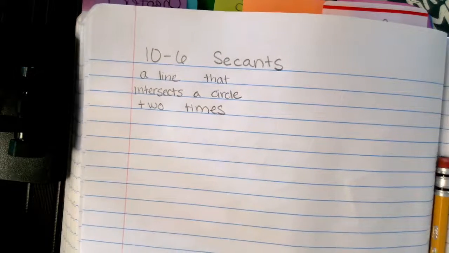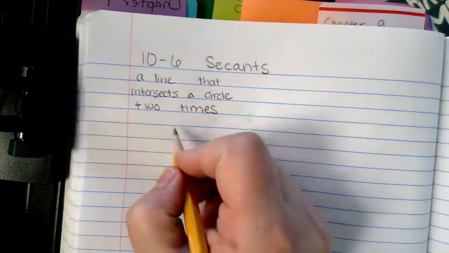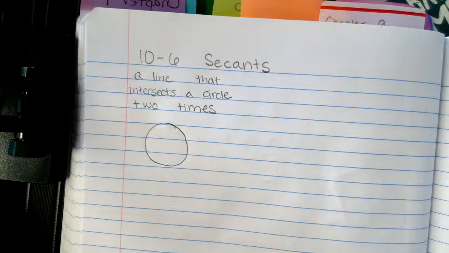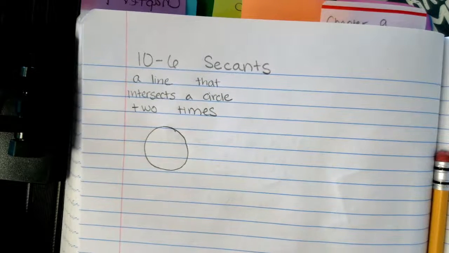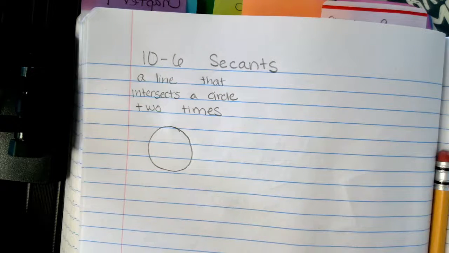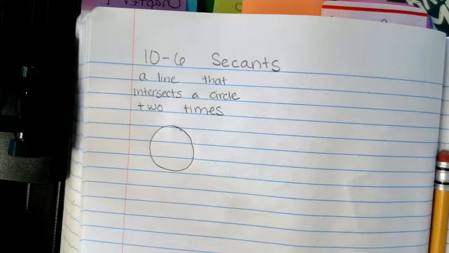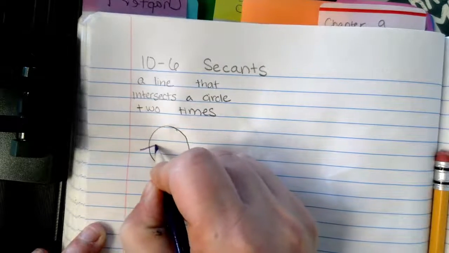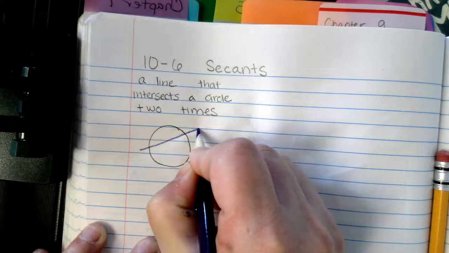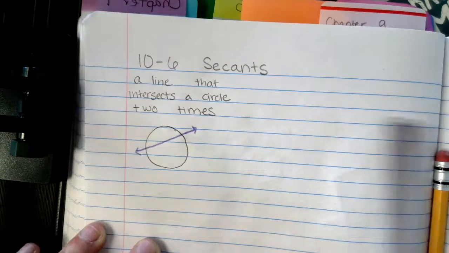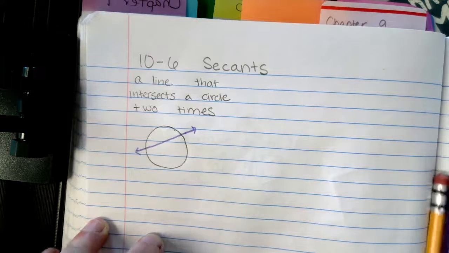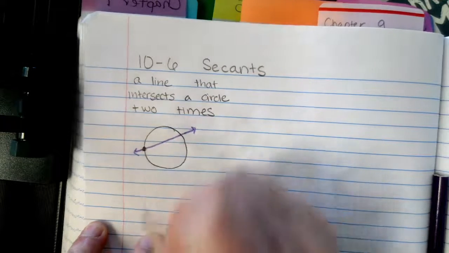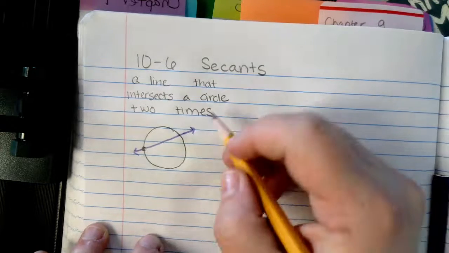Alright, here I have a circle. So a secant, it doesn't matter where it goes through the circle, but it's going to go through the circle so that it goes through it 2 times. If it enters the circle somewhere, it's going to have to go through the circle in a different direction. And it's going to hit that circle 2 times. Once on the way as it goes into that circle, and once as it goes out of the circle.